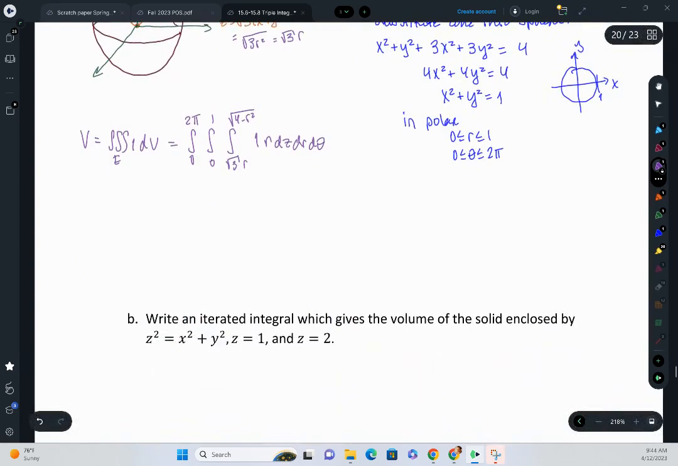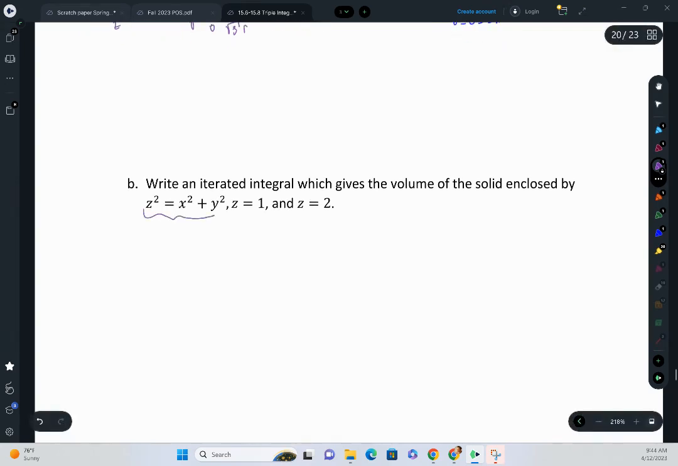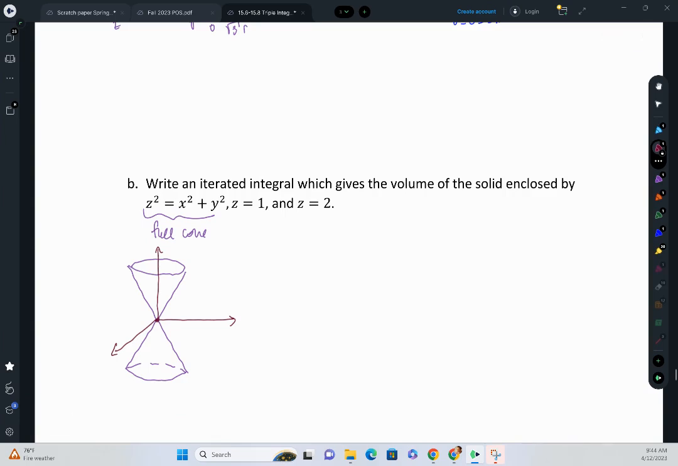All right, the next problem, we're supposed to write an iterated integral which gives the volume of the solid enclosed by z squared equals x squared plus y squared, z equals 1, and z equals 2. Now, z squared equals x squared plus y squared is a full cone. So to draw a full cone, I draw an x, and I put circles at the top and the bottom. Now I also have the planes z equals 1 and z equals 2. Could call this 1 and this 2.